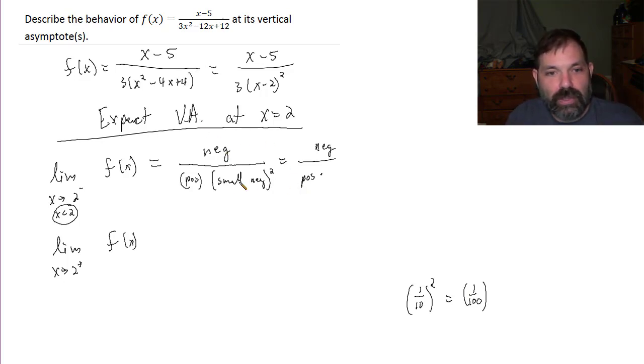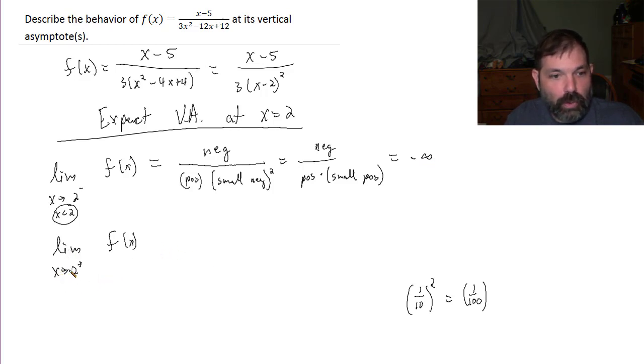All right, so what happens here? If I take this small negative number and I square it, I end up with a small positive number here. And so I have a negative divided by a small positive. That will go to negative infinity.